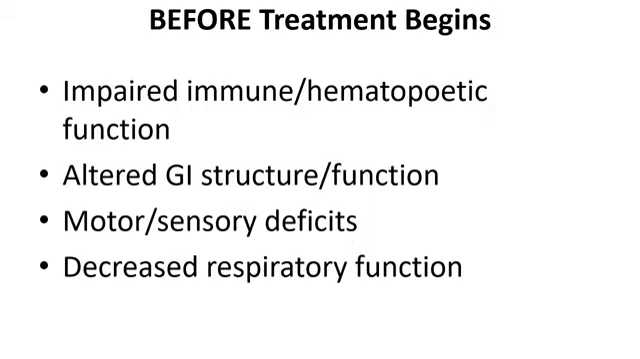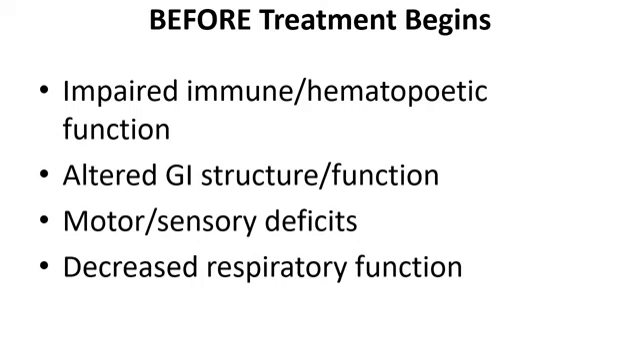So first we have to look at how cancer affects the patient before treatment begins. We have impaired immune and hematopoietic function. Our bone marrow has been invaded by the cancer frequently, leading to a decrease in the production of WBCs, RBCs, platelets, leading to some various hematopoietic problems. So they're already coming to us weakened.